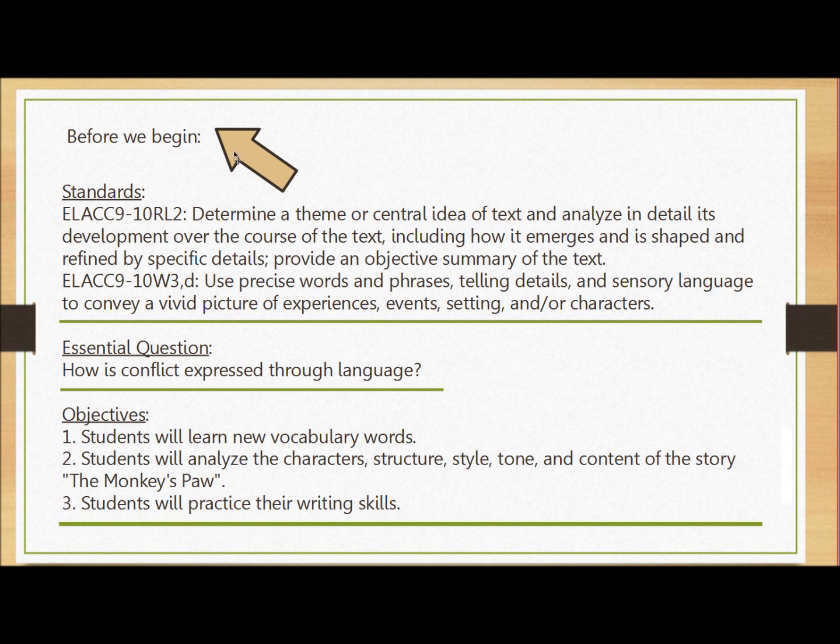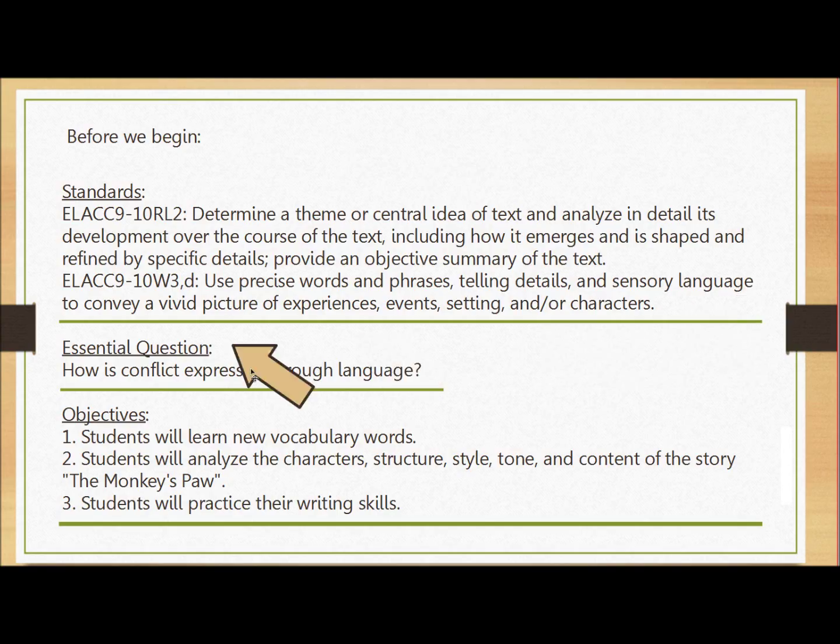Before we begin, let's take a moment to look at the standards, essential question, and objectives you'll cover in this lesson. Today you'll determine a theme or central idea of text and analyze in detail its development over the course of the text, including how it emerges and is shaped and refined by specific details. You'll provide an objective summary of the text. Use precise words and phrases, telling details, and sensory language to convey a vivid picture of experiences, events, setting, and/or characters.